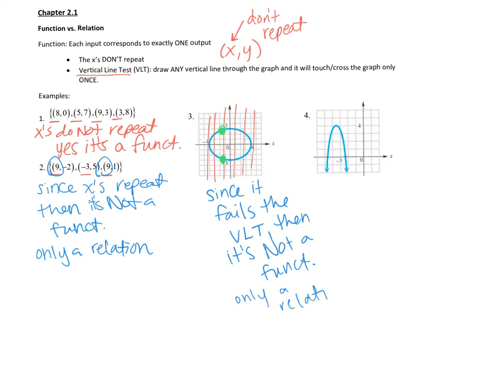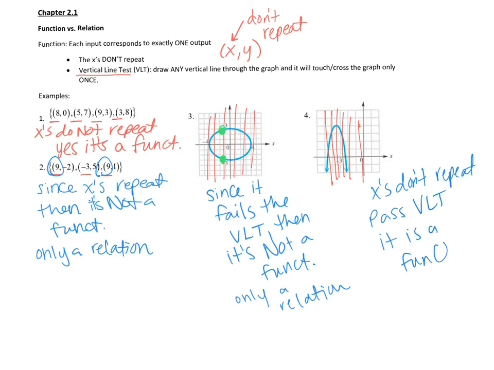All right, let's look at our last example here. Again, I'm going to drop vertical lines, and as I'm dropping these vertical lines, it does not ever cross more than one time. So the x's do not repeat. Therefore, it's going to pass the vertical line test, and it is a function.